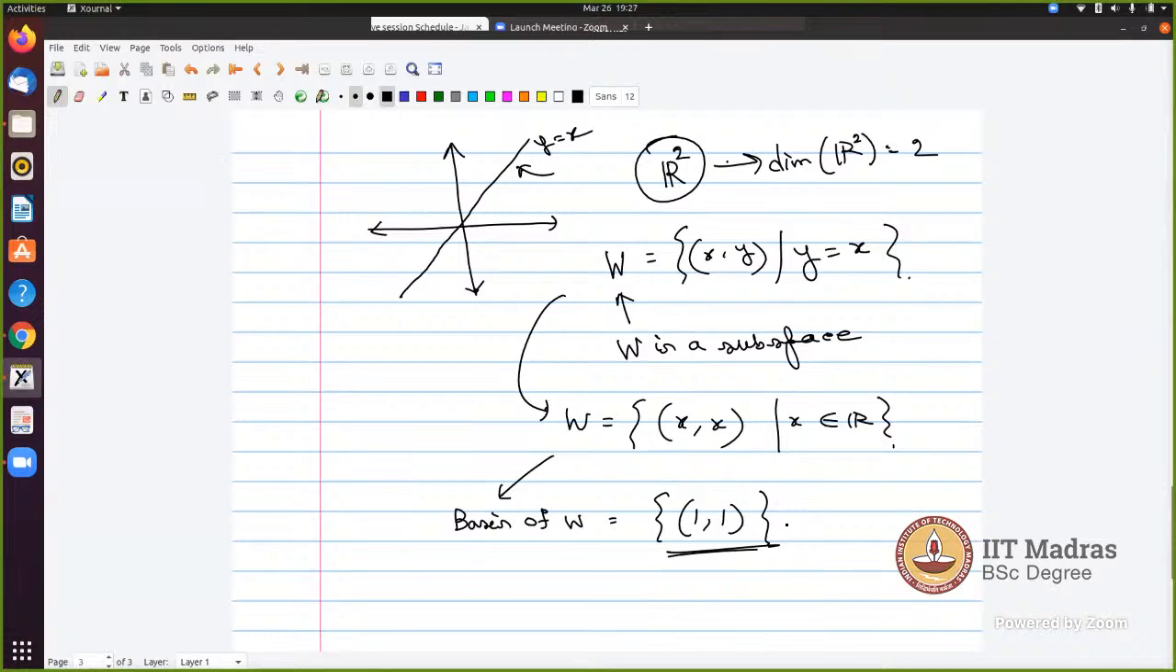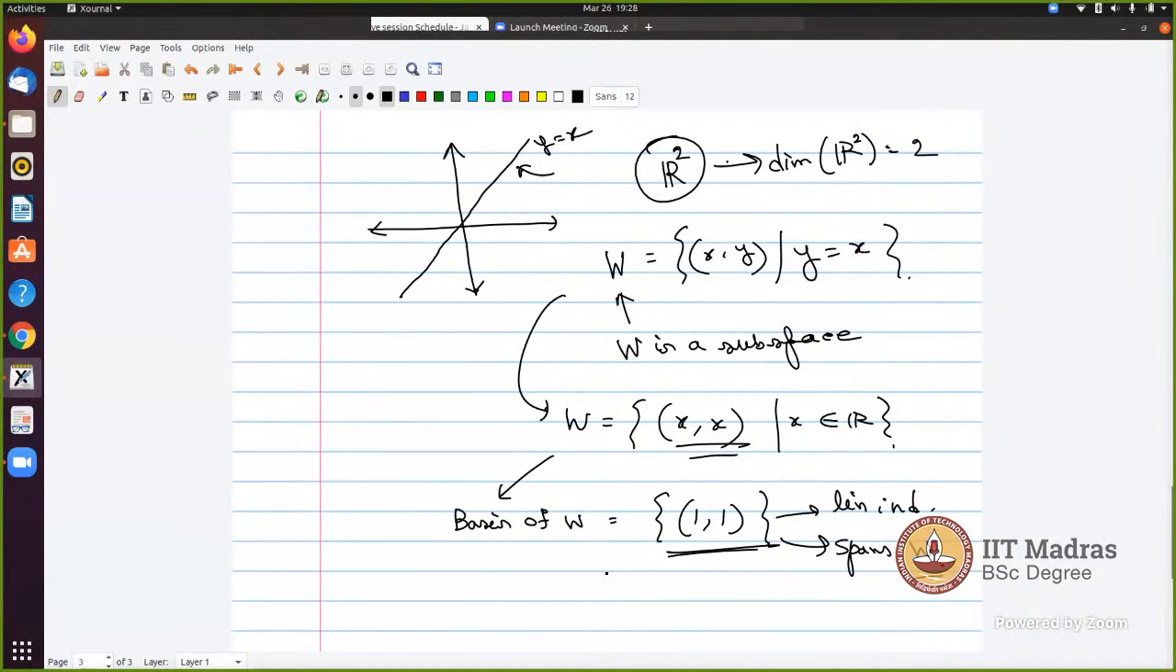So (1, 1) is a point and this set is a basis, right? Because this has only one vector, it is obviously linearly independent. And this spans W, right? Because I can get any point on this straight line using this, since all the points are scalar multiples of it. Till this one, this is clear?